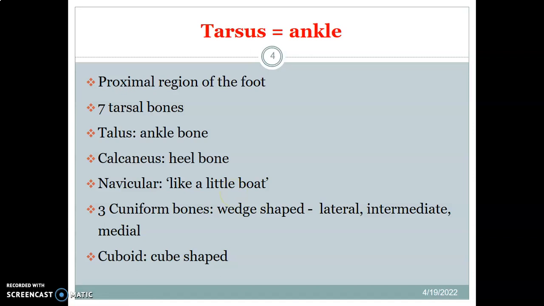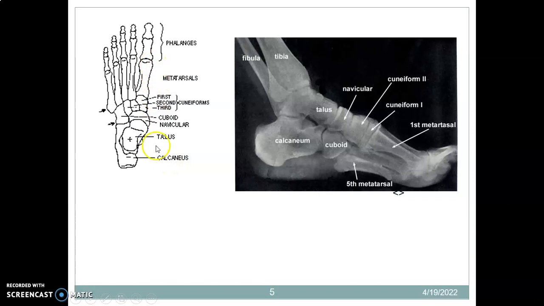Then we also have 3 cuneiform, which are wedge-shaped, so lateral, intermediate, and medial. And we also have a cube-shaped tarsal bone, which is the cuboid. So those are the 7 tarsal bones. So as you can see, that's the calcaneus, the talus, anterior to each you have the navicula, and the 3 cuneiform, medial, intermediate, and lateral.